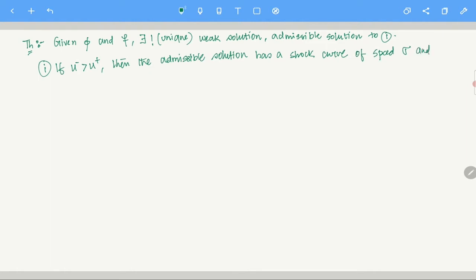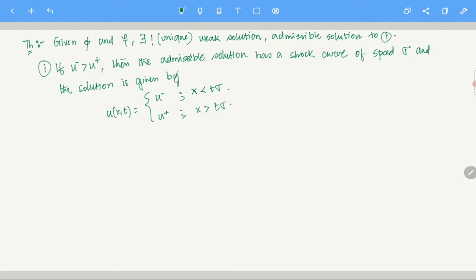And the solution is given by, so it is basically telling you what the solution is. u of x,t is going to be u minus for x less than t sigma, clear? And u plus for x greater than t times sigma.